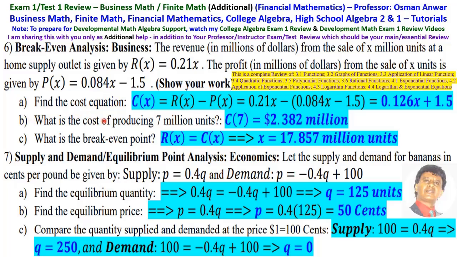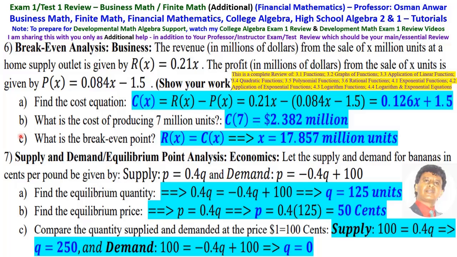B: What is the cost of producing 7 million units? Then simply plug 7 into the equation. 0.126 times 7 plus 1.5, and that will give you $2.382 million.